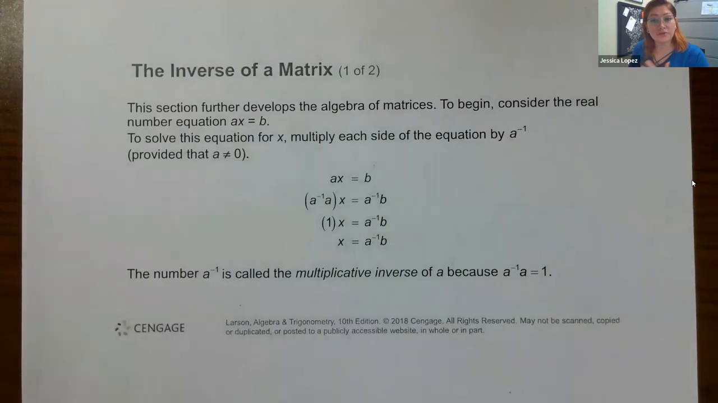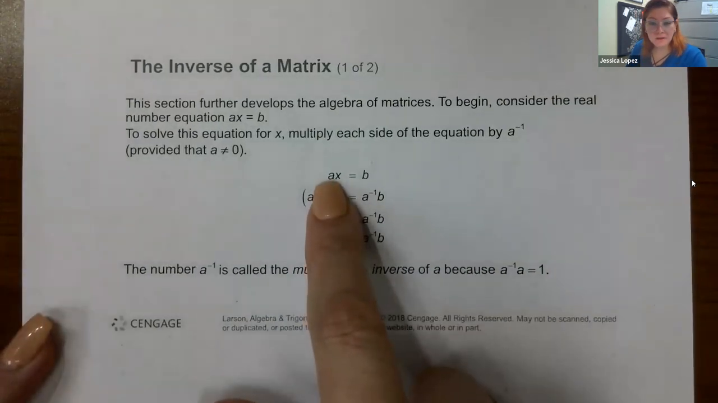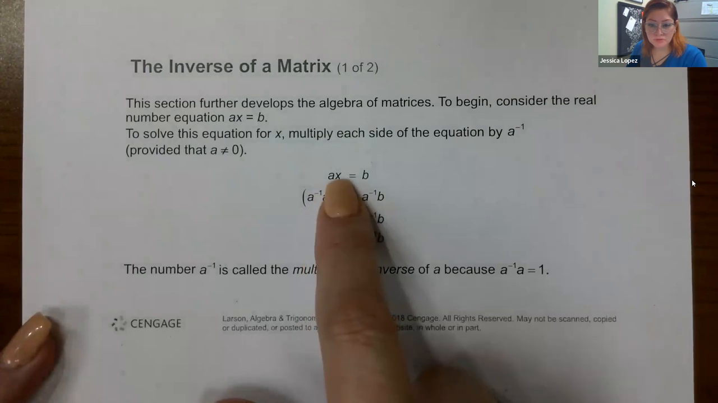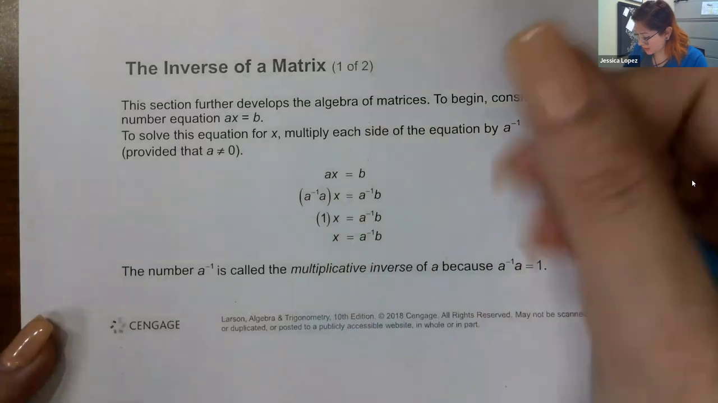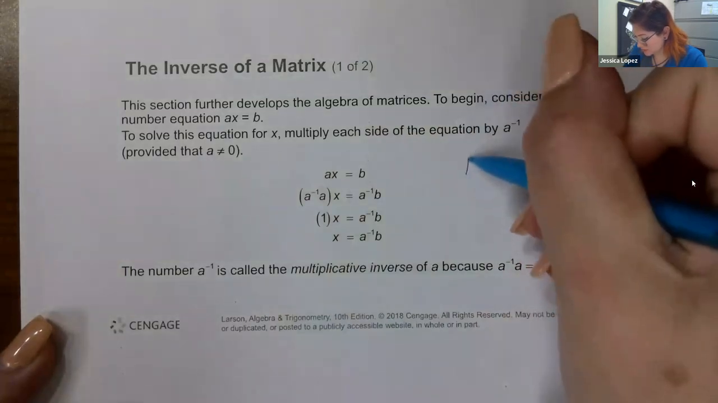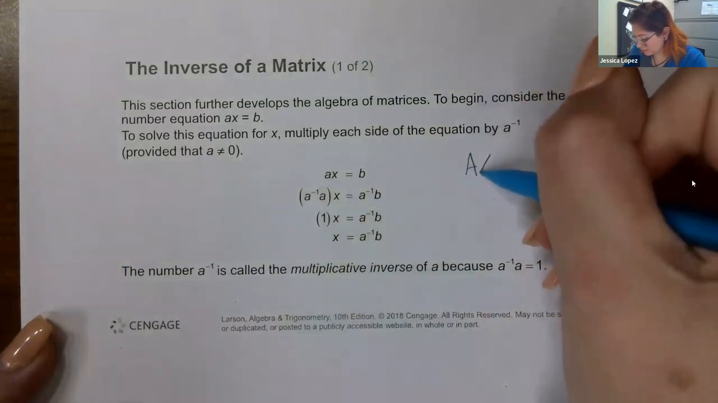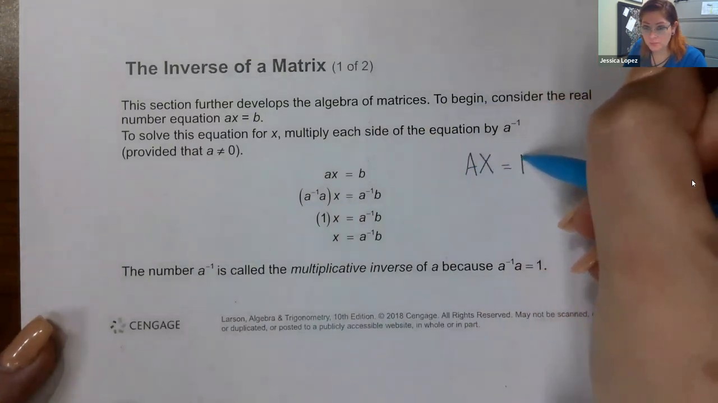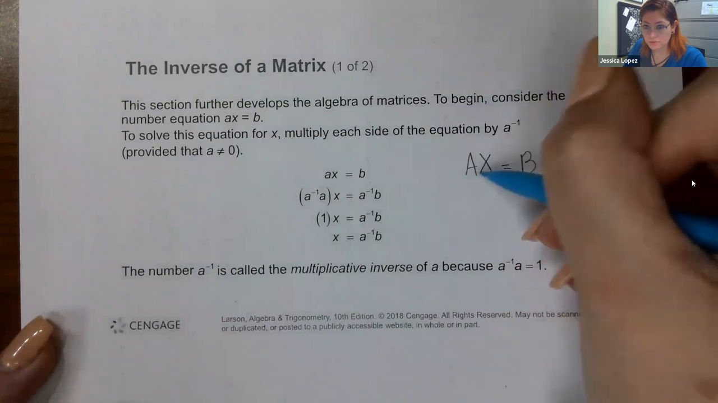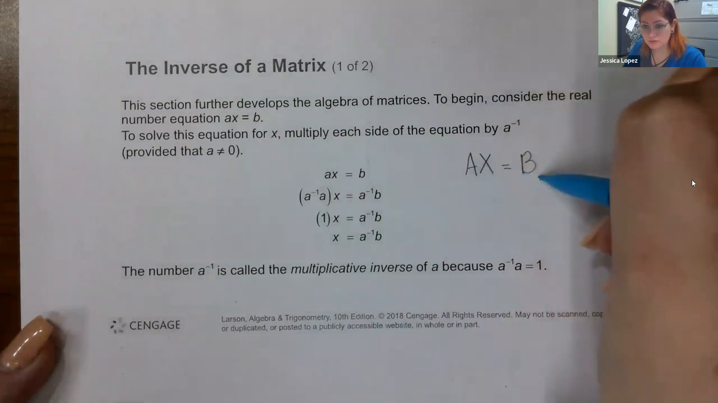Just like there were inverse functions, there are inverse matrices, okay? So you could have one matrix that will undo another. For instance, pretend these are capital letters and they represent matrices. If you apply a matrix A to a variable matrix X, you'd end up with a certain output, right? So if you multiply these two, you have this result.